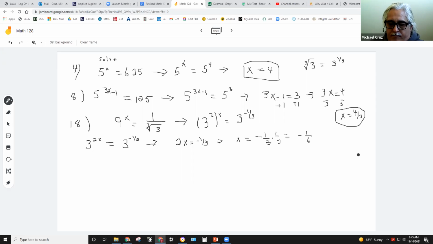Negative 1/6. Okay. Let's see. How about, let's do a little something different with the bases.